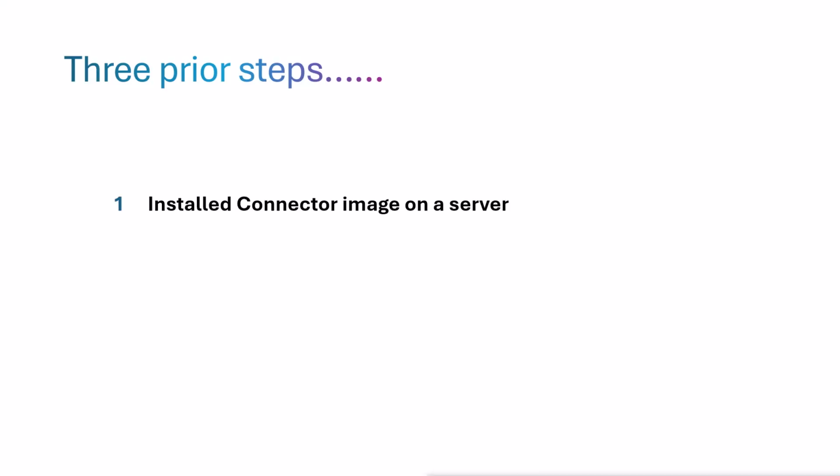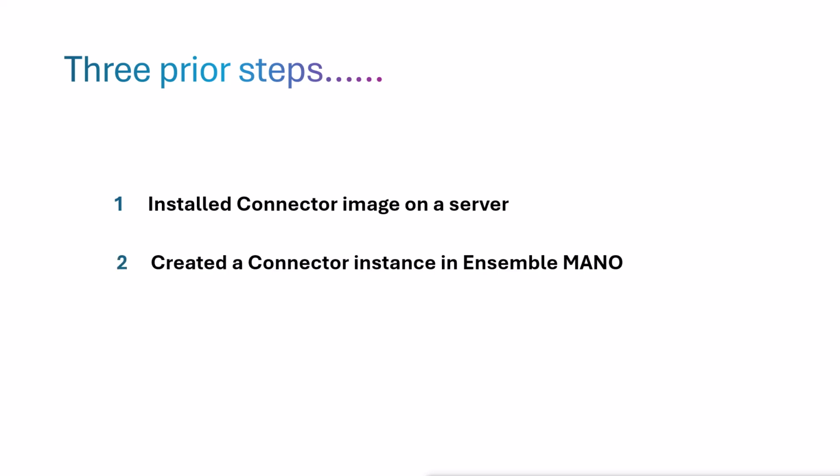First, we installed the connector image on our server. Next, we created a connector instance in Ensemble Mano. When we did that, we also picked the application that we wanted to run on Connector's cloud. In this example, it was a FortiGate firewall. Finally, we connected that server to the internet, entered the unique identifier on Connector's splash screen, and let Ensemble launch it using zero-touch provisioning. We watched it complete on the Connector splash screen.